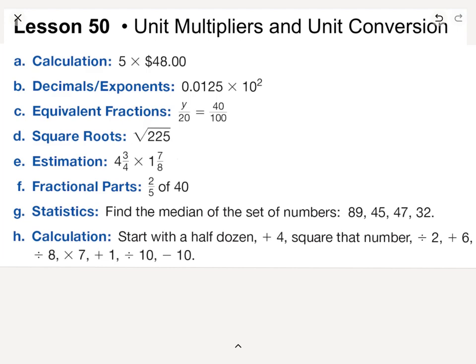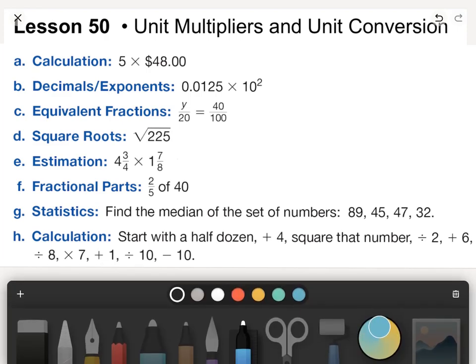Who are we doing tests at? There's a test tomorrow. Oh, for all of us? I'm not talking about that right now. I'm talking about this lesson right now.